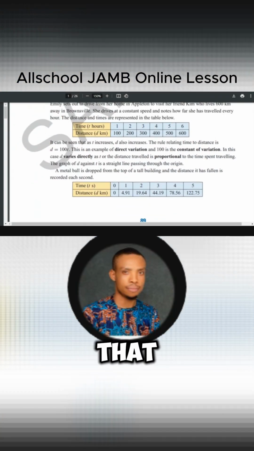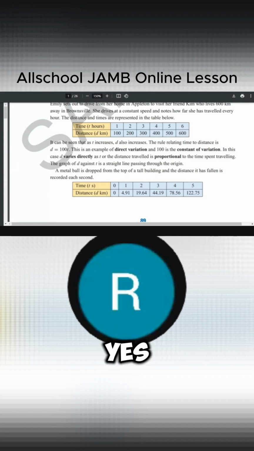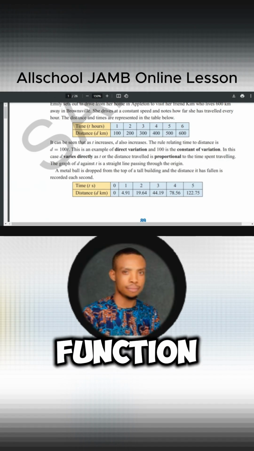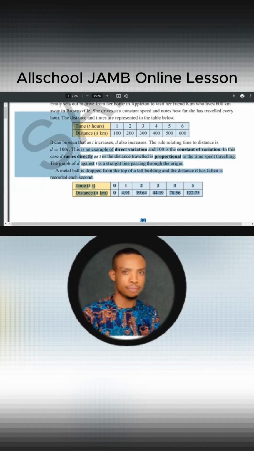So you find out here that something is happening. Distance, the first one is 100, second one is 200, third one is 300. Something is happening. Look and tell me, it's increasing by 100. Do you observe that? Yes, sir. So that means this thing can be represented as a function, and this is a function.